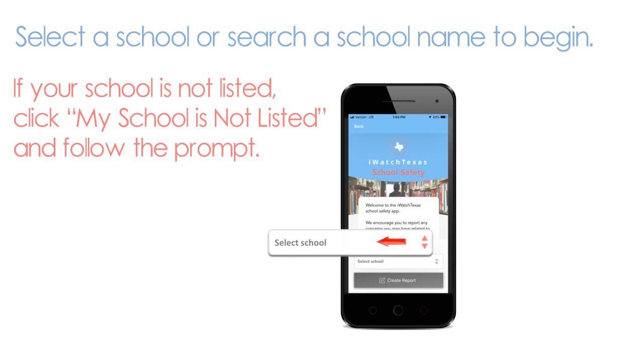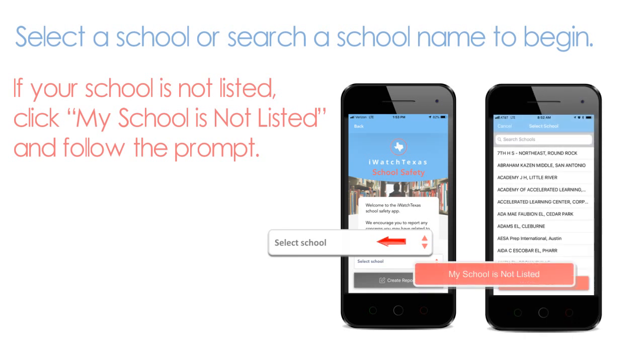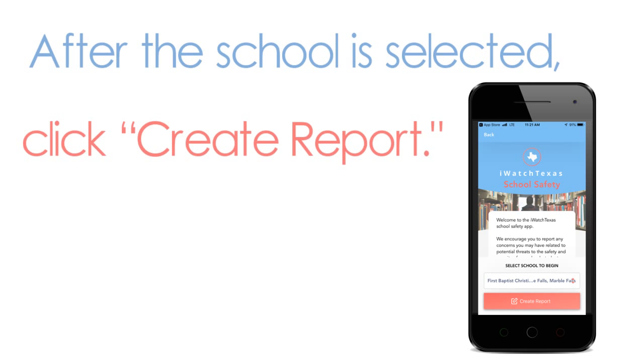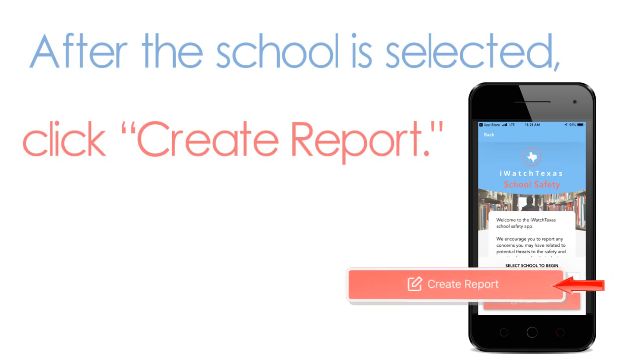If your school is not listed, click My School is Not Listed and follow the prompt. If your school is not listed and you need to make a report at this time, please call 844-643-2251. After the school is selected, click Create Report.